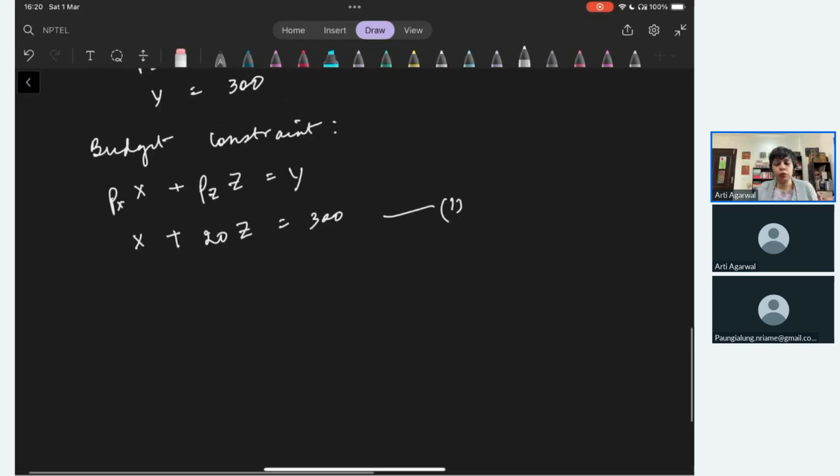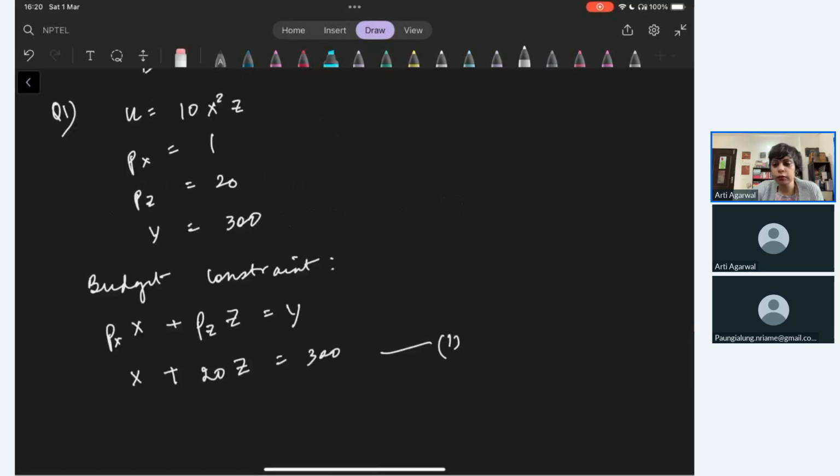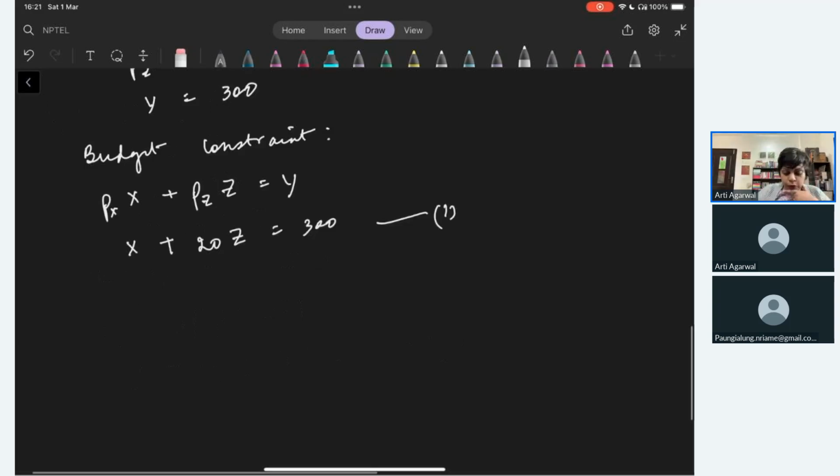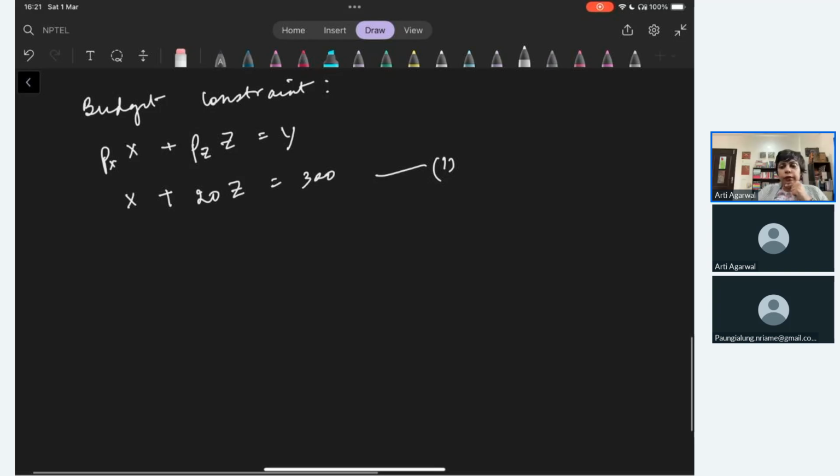For the first problem, at least, I'm not going to use Lagrangian. And we will solve some other problems using the MRS methods. I'm not using that method either in this. I'm just using a simple variable substitution method. I don't think that's the standard name of this method, but I'm just calling it a variable substitution method. So using this budget constraint, I will solve for x in terms of z, which is pretty simple. From here, you can see that x is equal to 300 minus 20z, right?